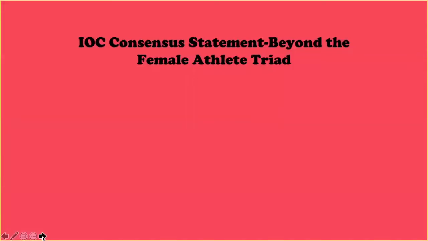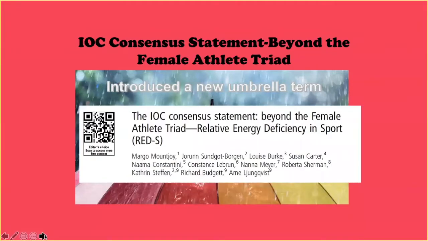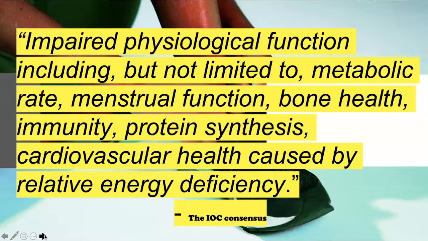So the IOC consensus statement created an umbrella term which became more inclusive, including male and female athletes, because before it was only called the female athlete triad. And they came up with the definition: impaired physiological functions, including but not limited to the things stated on the screen. So metabolic rate, menstrual function can be affected by REDS, protein synthesis, cardiovascular health, all because of relative energy deficiency.